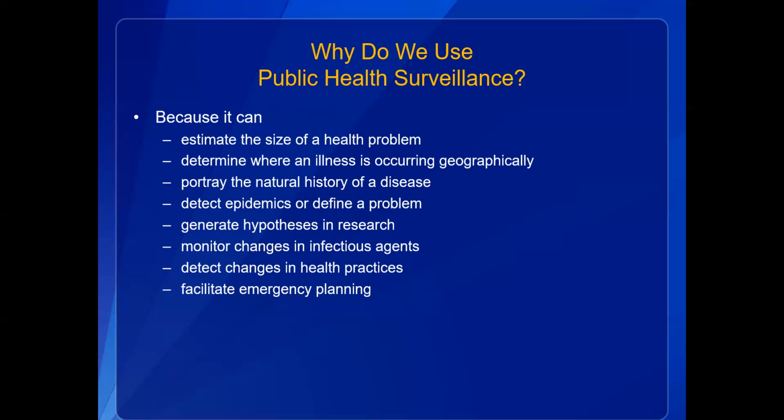Surveillance is also key in generating hypotheses in research. Remember, as I mentioned from the first slides, public health surveillance focuses on the descriptive aspects of epidemiology, where we discuss who is affected, where they are affected, and when they are affected. Using this information, we can generate research hypotheses, which we can then test further, to see who is affected, which is a further stage in the research where we are now doing analytic epidemiology. We can also use it to monitor changes in infectious agents, to detect changes in health practice, and to facilitate emergency planning.